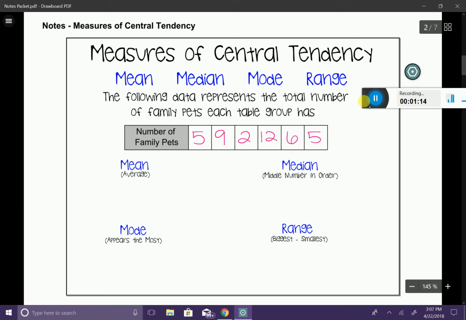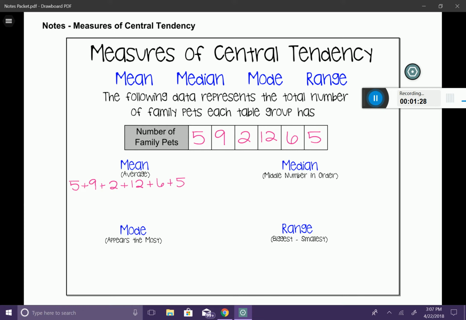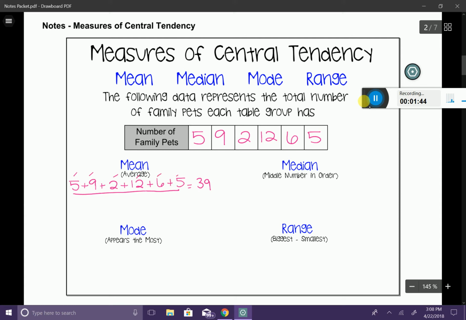So I'm going to go ahead and take each of our data points. I'm going to take 5, 9, 2, 12, 6, and 5. And go ahead, using your calculators, add all of those numbers together. I got 39. Now that's not my average, because the average means that I need to divide the whole thing by how many numbers that I had in my data set. So I had 1, 2, 3, 4, 5, 6 data points. So I'm going to go ahead and divide that 39 by 6. And that's going to give me a mean of 6.5. And that's my answer. That is the average number in my data set.